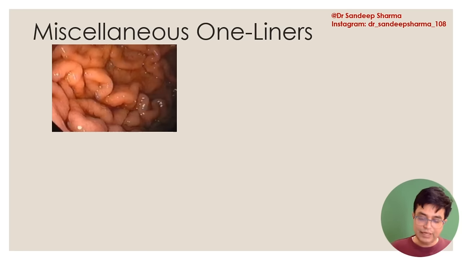And finally, look at this picture. This is a typical appearance. They give this endoscopic finding and they say, look at this appearance and tell the diagnosis. Brain jaisa appearance hai, ise kehte hain cerebriform appearance of gastric mucosa. Cerebriform appearance of gastric mucosa is seen in which condition? It is seen in patient with Menetrier's disease.